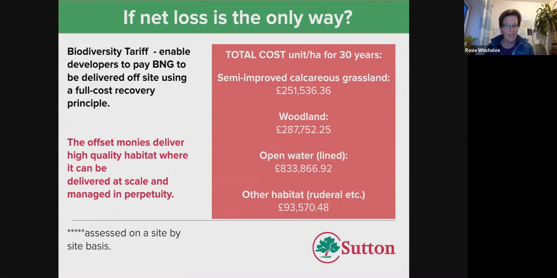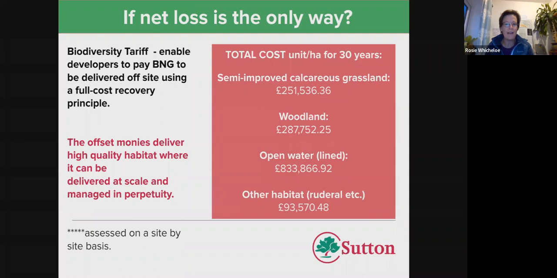And in Sutton, we price biodiversity very highly. So the cost of a unit of woodland is illustrated in the red box. So nearly £300,000. Now this is full cost recovery in action. You know, it's London after all, right? But what it means is it's what it takes to pay to deliver a habitat for 30 years per hectare is that much.